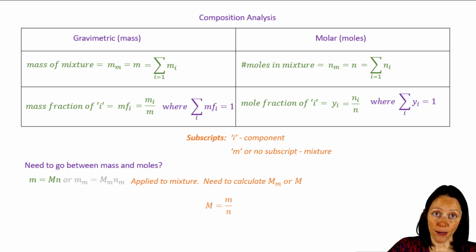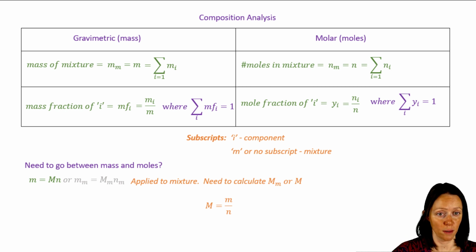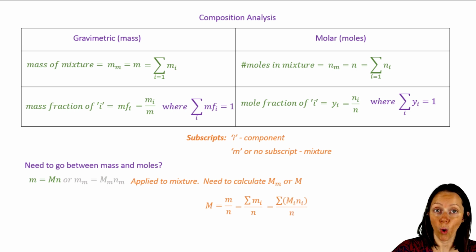So the way that we do that, we define the molar mass as equal to the mass over the number of moles. And then I look up at the definition for the mass of the mixture in the upper left-hand corner, and I see that the mass of the mixture is equal to the sum of the masses of each individual component. Then I write the mass of the component in terms of its own molar mass and the number of moles of that component.